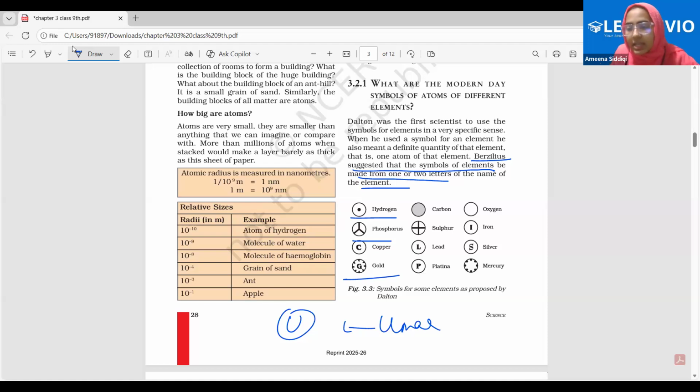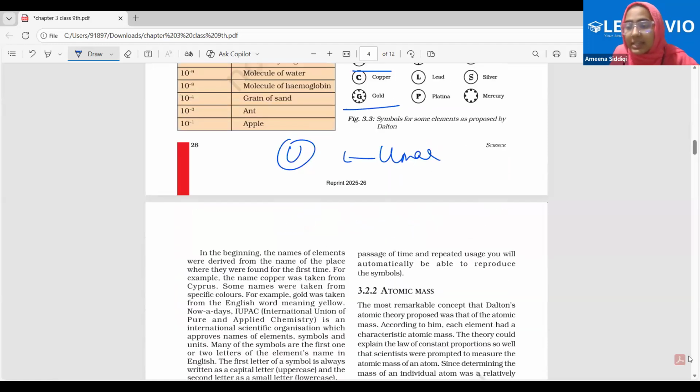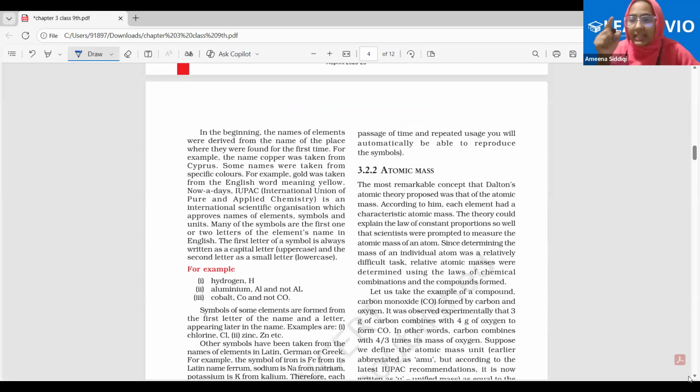Fine. Now see, we have names of elements in different languages. That is very important. English, Latin, Greek, whatever languages we are having, we will write the name in that language and we will take the first symbol from that language. So see, some of the elements are named based on where they were found. Some of the elements are named in Greek, Latin language. Some of the elements are named based on their color. So these are the different categories on which elements have been named.